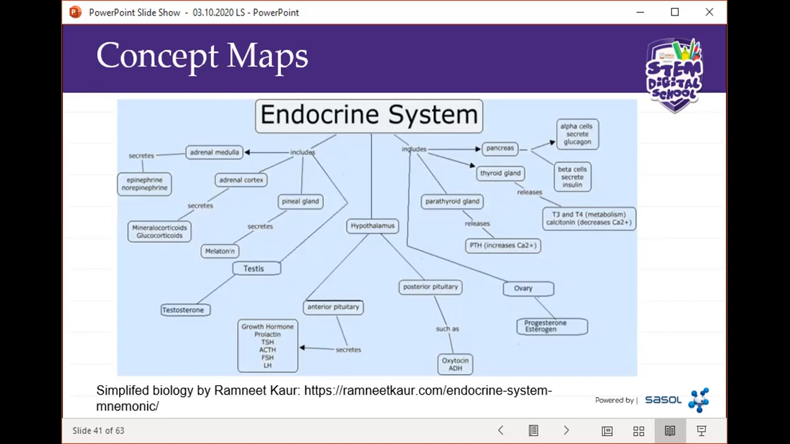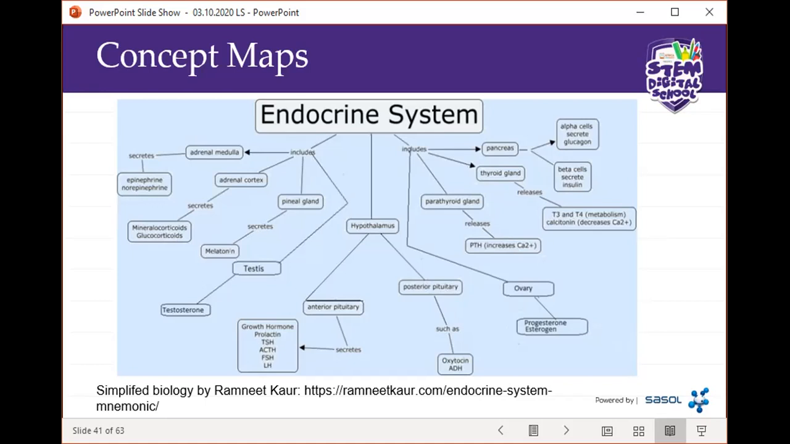There are certain organs, or glands, that we find in the endocrine system, and they also play a role in the nervous system. For example, the hypothalamus as well as the pituitary gland. We find both these organs in the endocrine system as well as the nervous system. So concept maps help us to basically see the relationship between certain concepts.